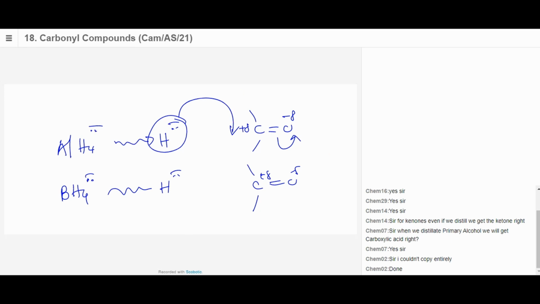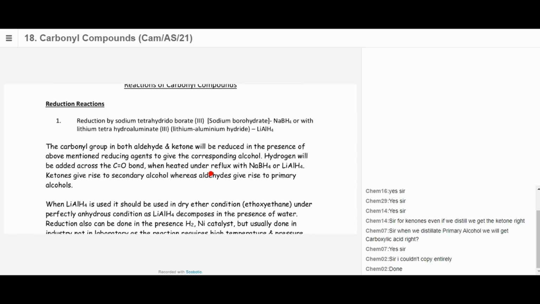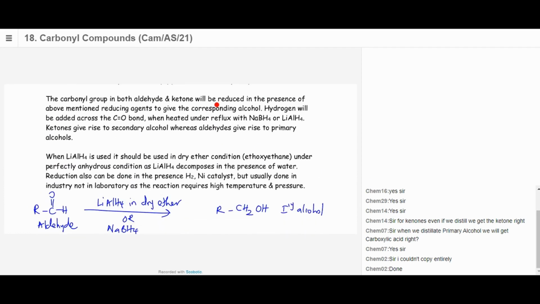So remember, using sodium borohydride, there are no special conditions, even the presence of water is not a problem. But if you're using lithium aluminium hydride, you need to use extremely anhydrous conditions because lithium aluminium hydride is destroyed in the presence of water. The carbonyl group in both aldehyde and ketone will be reduced in the presence of the above mentioned reducing agents to give the corresponding alcohol, meaning lithium aluminium hydride or sodium borohydride.